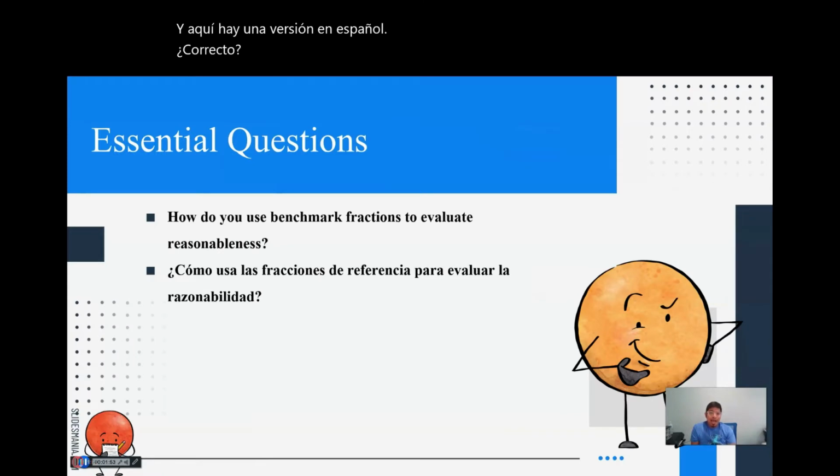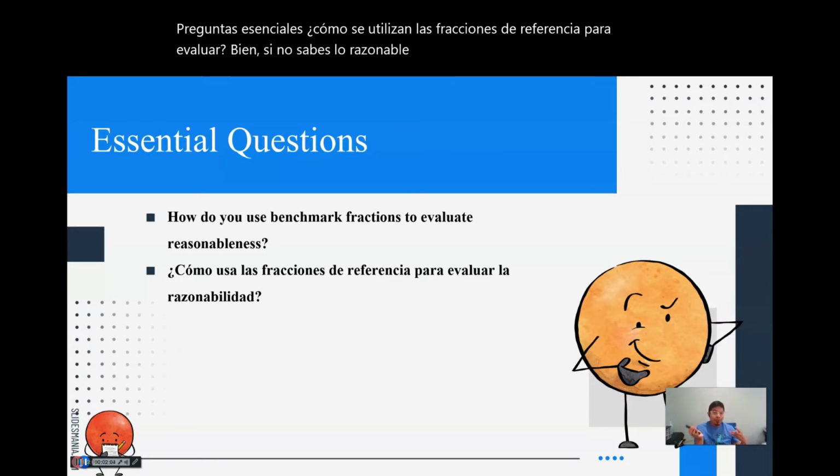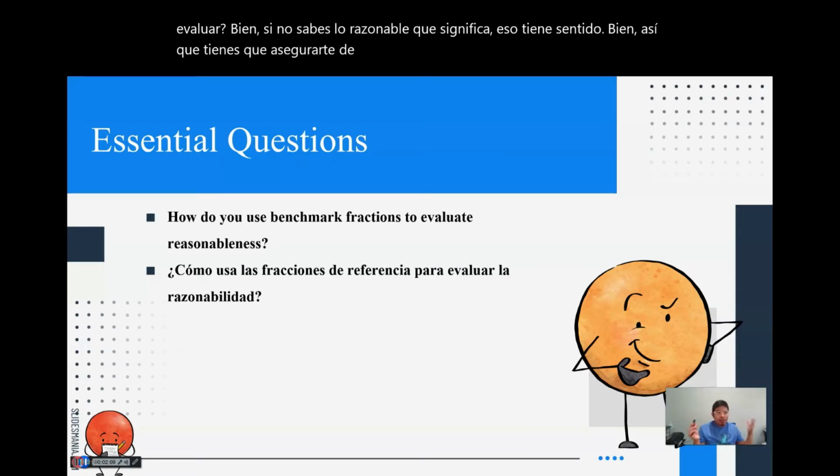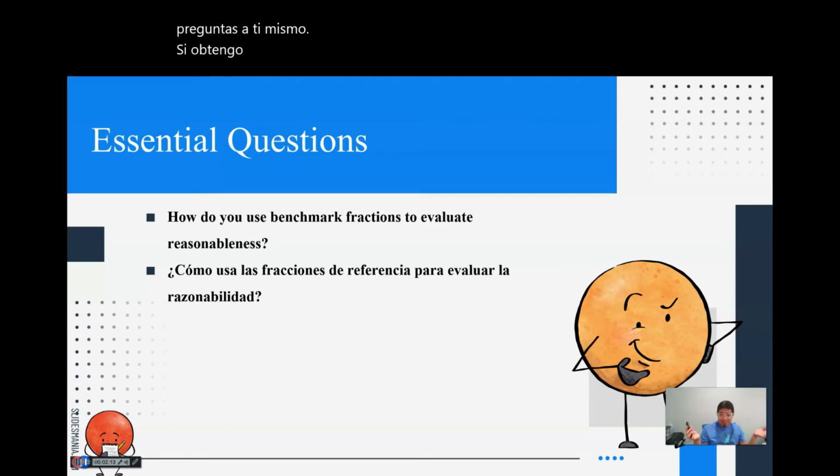Essential questions. How do you use benchmark fractions to evaluate reasonableness? Okay? If you don't know what reasonableness is, it means does it make sense, okay? So you need to make sure that when you're working out problems, you ask yourself, if I get this answer, does it make sense? Okay?